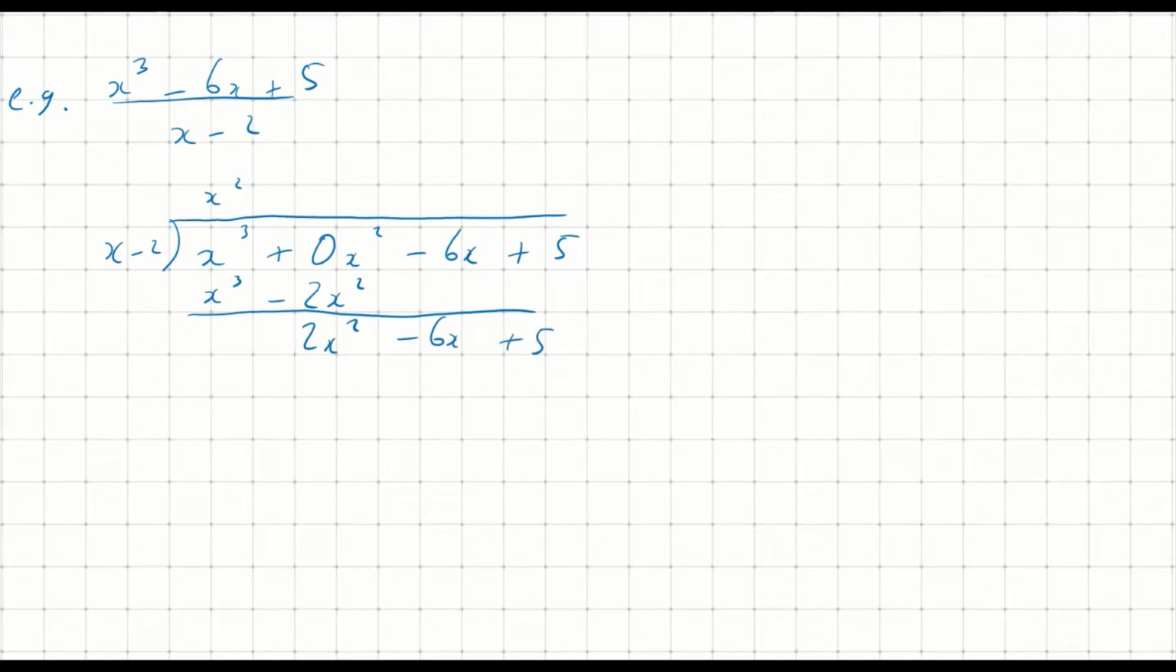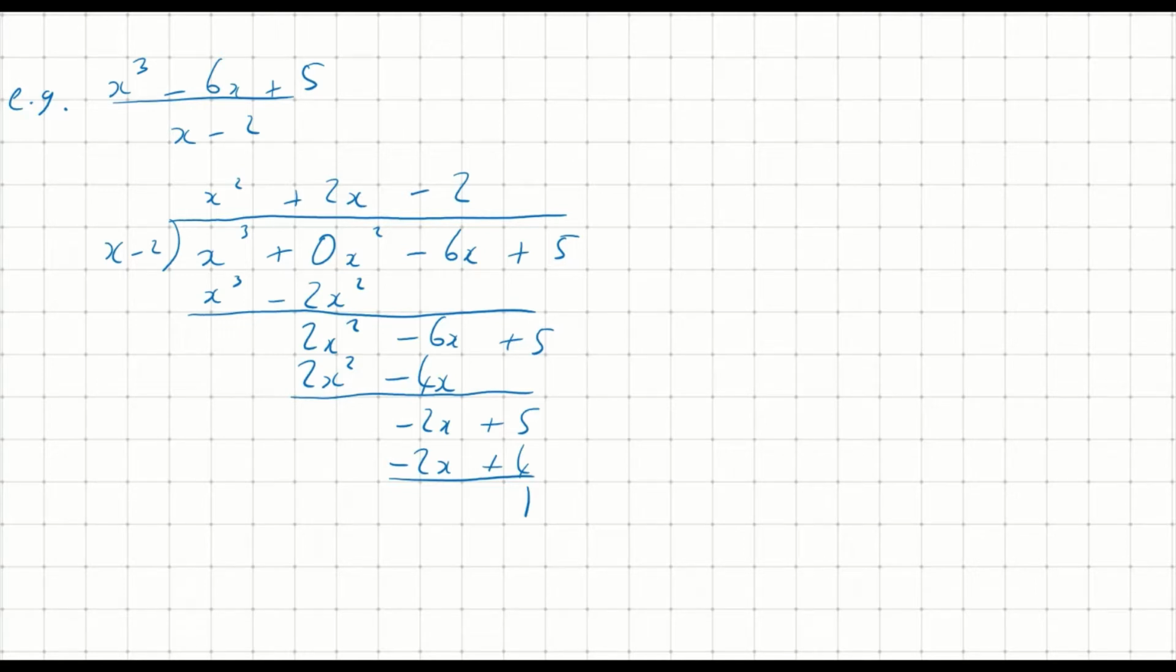Okay, now how many times does x go into 2x squared? It goes in plus 2x times. And if you multiply x minus 2 by 2x, you get 2x squared minus 4x. Again, subtract that from the line above. Minus 6x minus minus 4x is minus 2x, plus 5. How many times does x go into minus 2x? It goes in minus 2 times. Minus 2 times x minus 2 is minus 2x plus 4. And if we subtract, the minus 2x cancel out, 5 minus 4 is 1. So in this case, we end up with a 1 at the end. So this division didn't work out exactly.